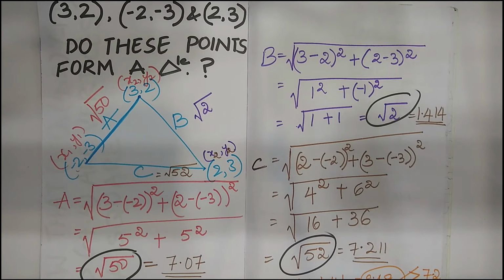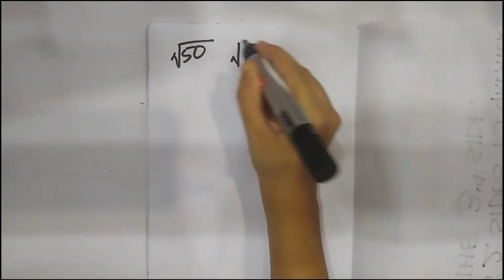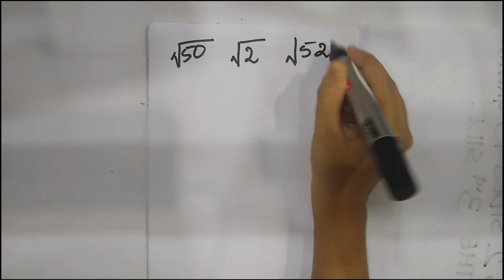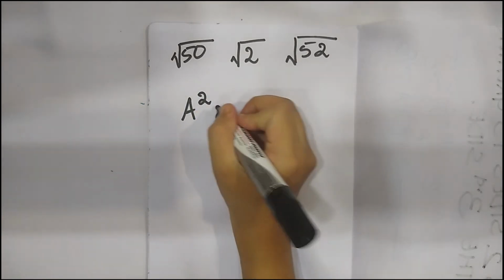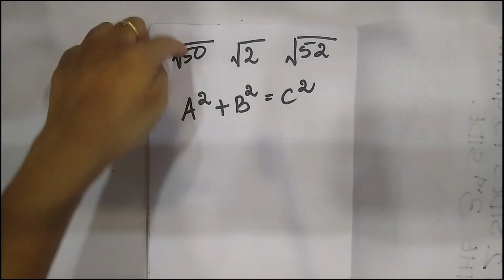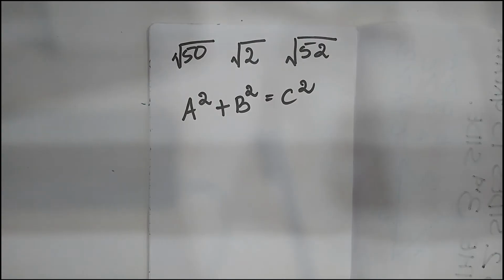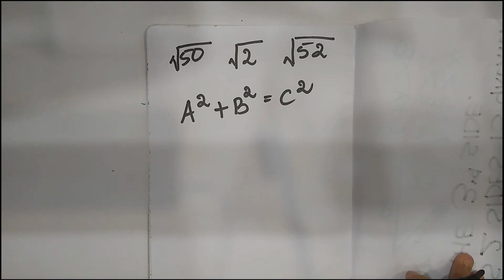So this actually reminds us of the Pythagoras theorem. Let me just prove that to you. The three distances that we have are square root of 50, square root of 2 and square root of 52. We also know the Pythagoras theorem, where a square plus b square is equal to c square, right? If you place these three distances properly, then you can prove that the triangle that was formed previously was a right angle triangle. So what can you do?